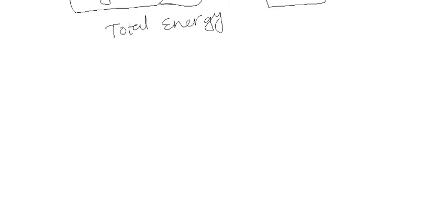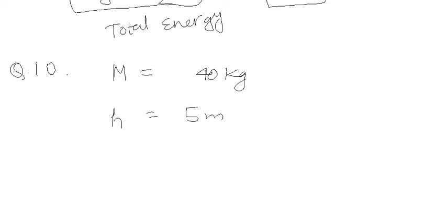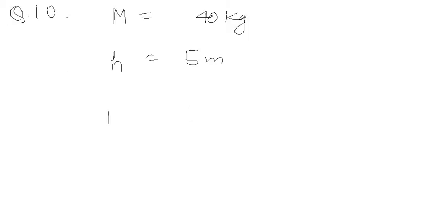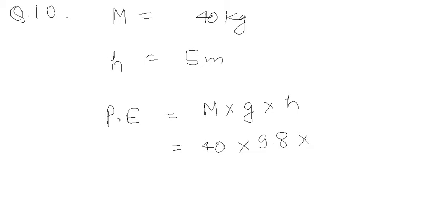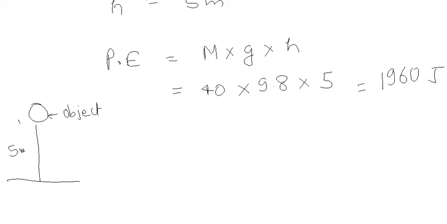Now try to solve question 10 from the exercise. In this question it is given mass is equal to 40 kg and it is raised to a height of 5 meter, and it is asked to find its potential energy, which is mgh, and this equals 1960 joules.